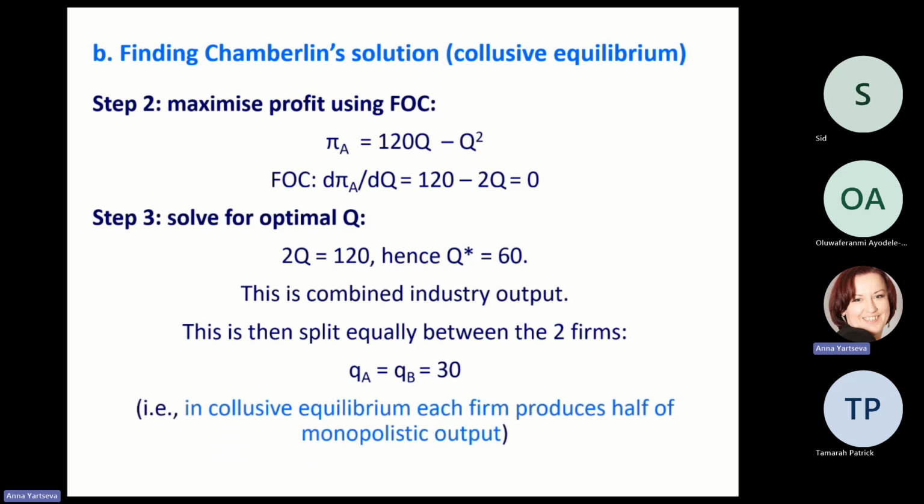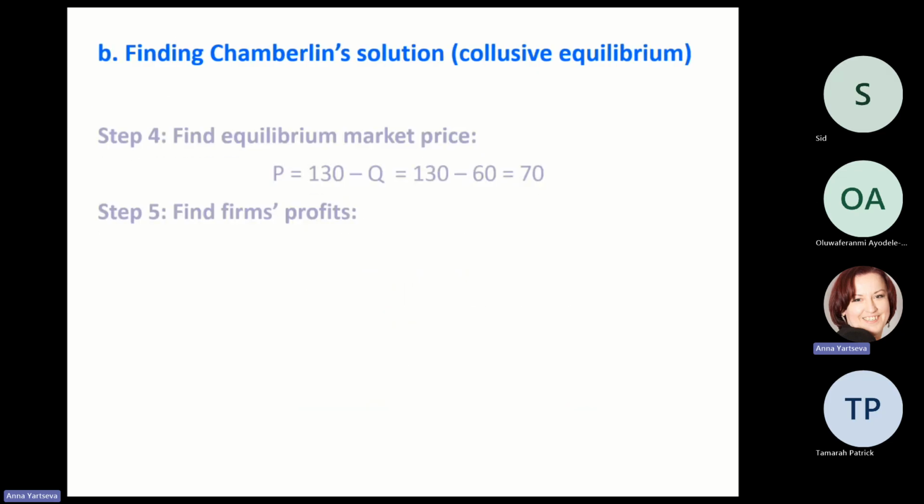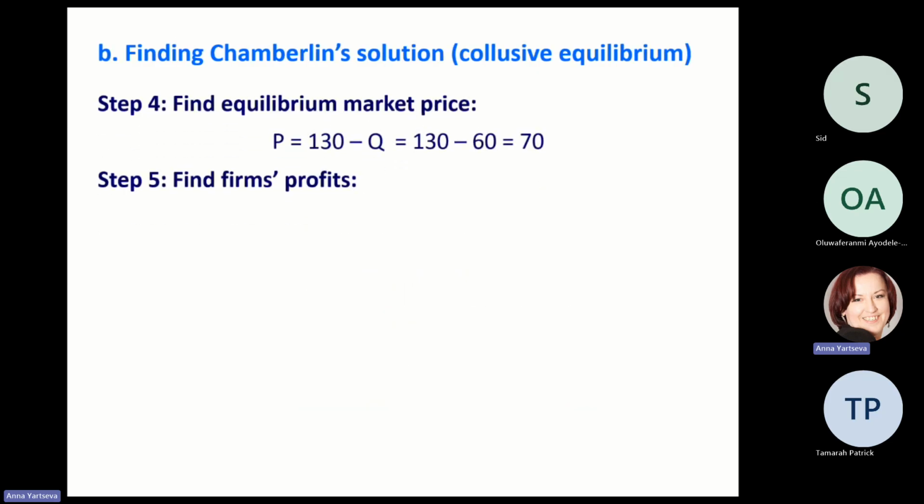So each firm will produce half of the monopolistic output for simplicity. Doesn't have to be this way, but if they decide to act absolutely in a shared way, half and half, 50-50, this is what they're going to produce. Not 40 like before, 30 only. Equilibrium market price is now going to be higher. It depends on the demand. Demand is 130 minus Q. Combined output is 60, which means that the price is now going to be 70. Not 50 like before, but 70.